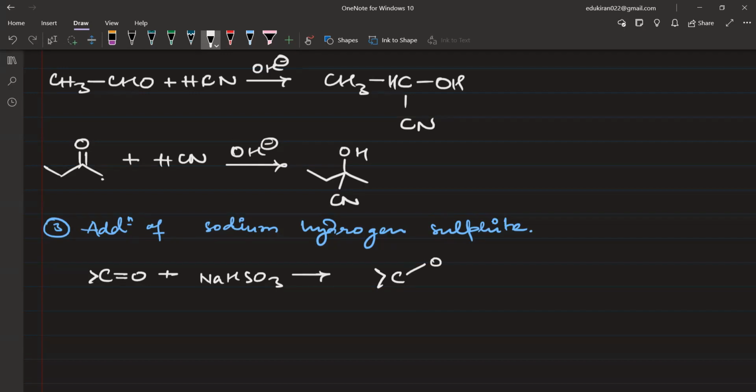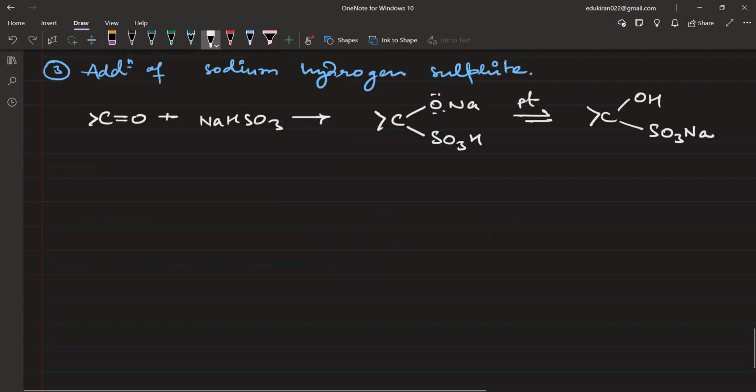This oxygen atom gets the ONa, and it also forms a bond with SO3H. And then there is a proton transfer. This proton transfer happens between this oxygen atom and this hydrogen. So this oxygen atom attacks the hydrogen, and there is an exchange of sodium and hydrogen between the oxygen and sulfur parts. So you'll have carbon, the two bonds as they are. Here you will have OH, and here you will have SO3Na. This is the bisulfite addition product.